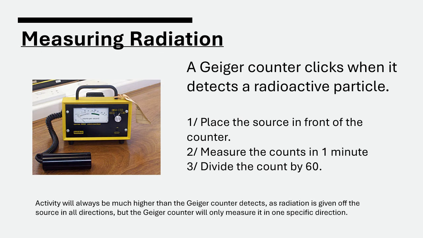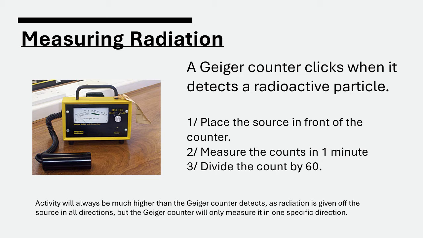Now, if we want to measure radiation, we use a device called a Geiger counter. A Geiger counter clicks when it detects a radioactive particle. To use a Geiger counter, we'd place a source in front of the counter and we'd measure how many counts it picks up in 1 minute. Now if we divide that by 60, we'll find out how many it counted in a second.